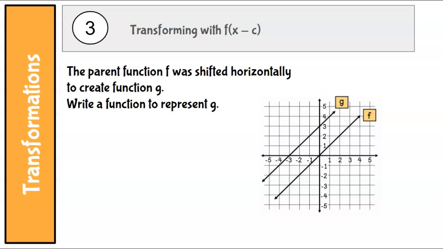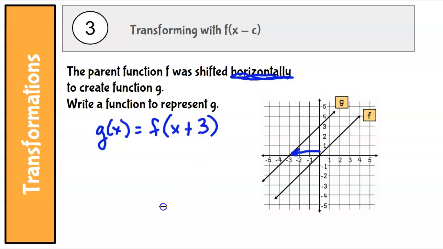One more example, the parent function was shifted horizontally. So that's key, it's telling you that it's a horizontal shift to create function g. So f was moved horizontally, which means left and right, to create g. Write a function to represent g. So g of x equals f of x. It's going to be on the inside because it's a horizontal shift. So I'm going to put the plus or the minus inside the parentheses. And it's moved 3 to the left. So that's going to be a +3, the opposite of what you think it should be.